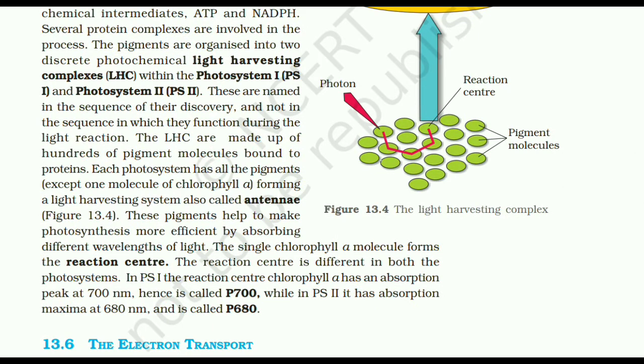Each photosystem has all the pigments except one molecule of chlorophyll A, forming the light harvesting system, also called antenna. These pigments help to make photosynthesis more efficient by absorbing different wavelengths of light. A single chlorophyll A molecule forms the reaction center. The reaction center is different in both the photosystems. In PS1, the reaction center chlorophyll A has an absorption peak at 700 nanometer, hence is called P700, while in PS2, it has absorption maxima at 680 nanometer and is called P680.